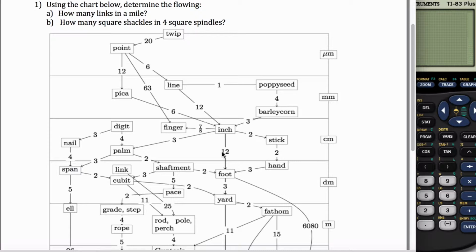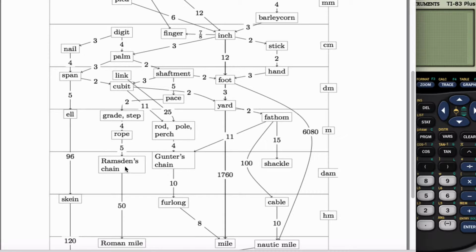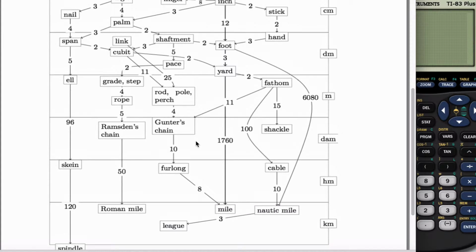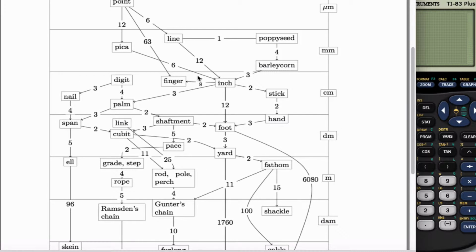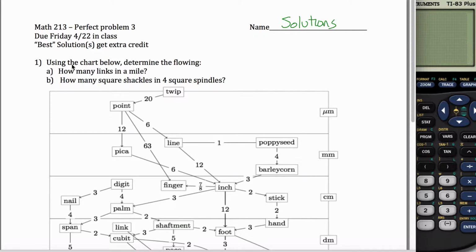I mean, I've heard of an inch and a foot, sure, but TWIP and Ramsden chain, yeah, never heard of those. Anyways, apparently they're all units of measurement in our stupid imperial system. And I guess there's even some reference to the metric system over here. Anyways, you're asked to do some conversions. So I don't know why this is numbered 1 because there's only one problem on here. But anyways, how many links in a mile is what you are asked to figure out.